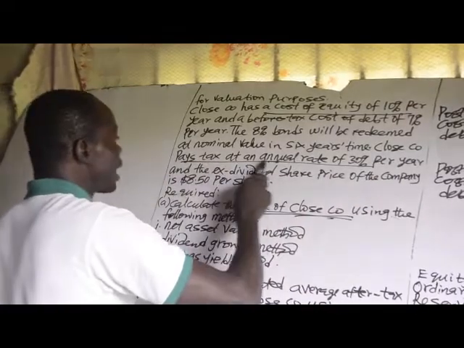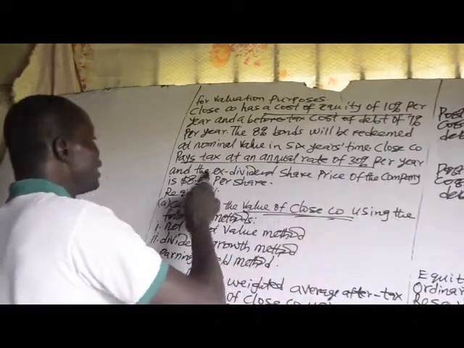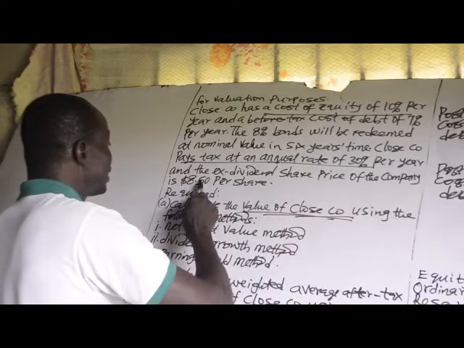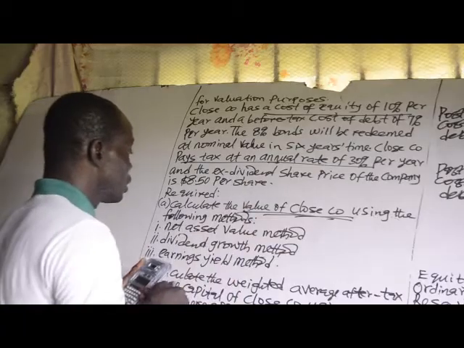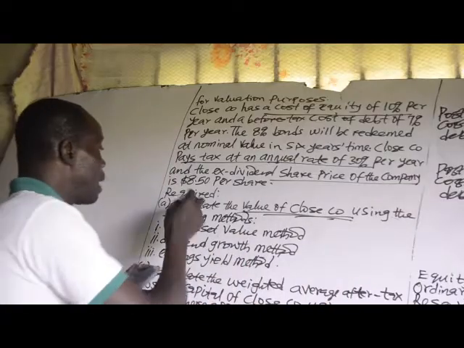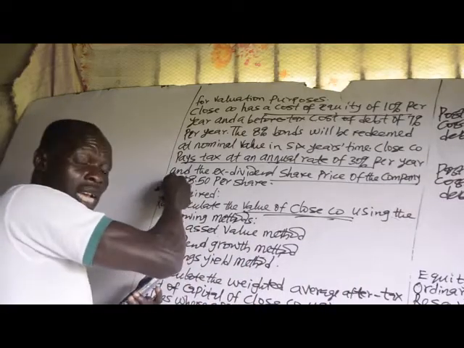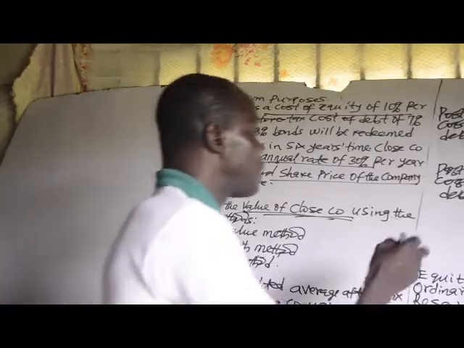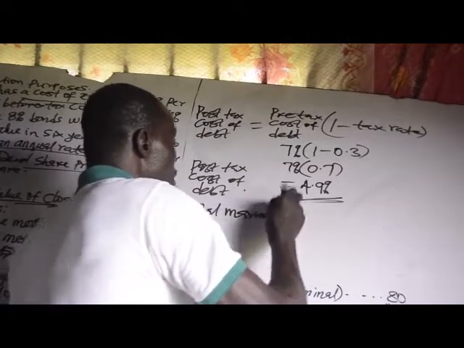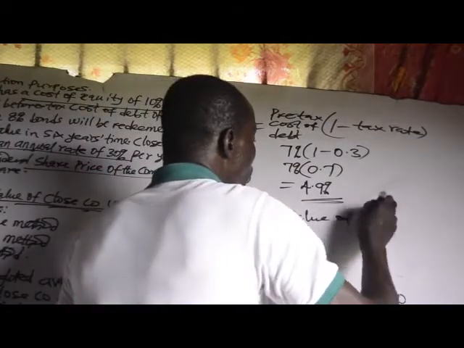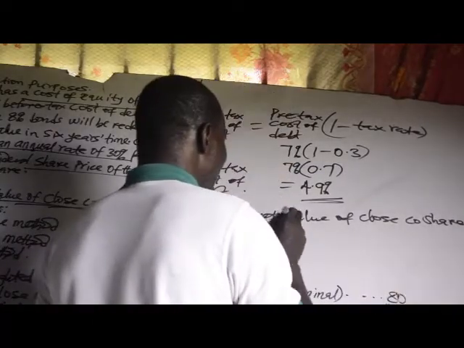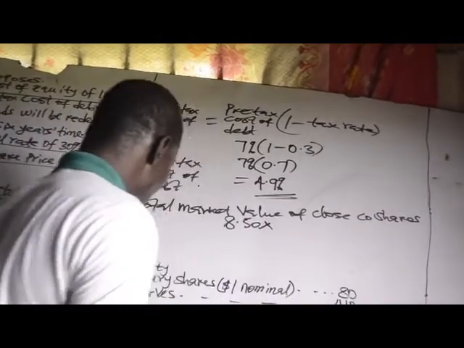Closed Co pays tax at an annual rate of 30% per year, and the ex-dividend share price of the company is 8.5 per share. So this is the market value of the share. So what will now be the total market value? If market value per share is 8.5, what will be the total market value of Closed Co shares? Remember, it is 8.5 times the number of shares in issue.